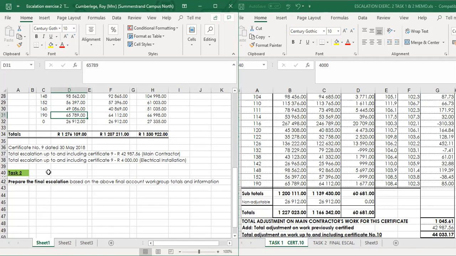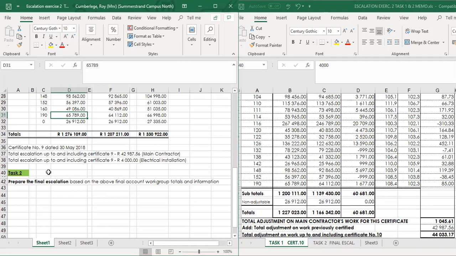In practice, you might have interim certificates during this 90-day period as well, depending if the contractor is in a cash flow predicament. He might ask for some additional payments. And as a quantity surveyor, if I know there is still an amount due to the contractor, I'll just make 100% sure, and I will issue an interim payment certificate during the 90 days.